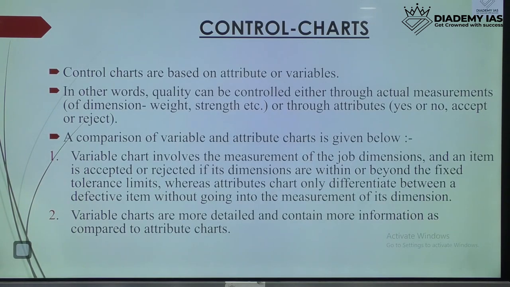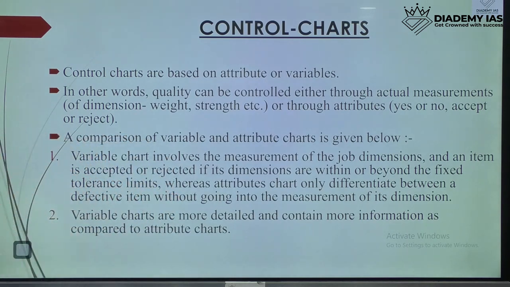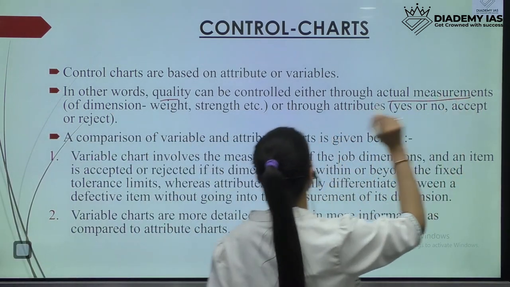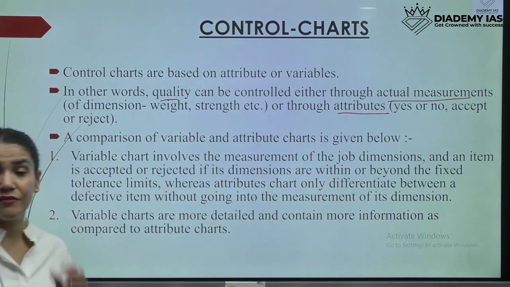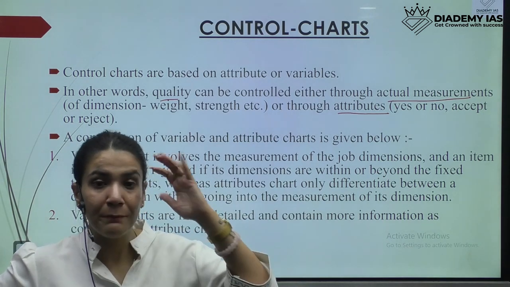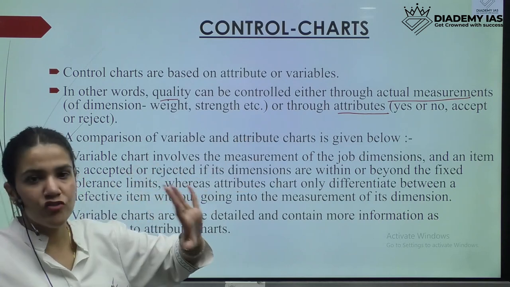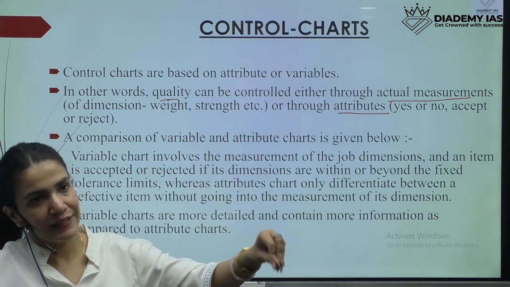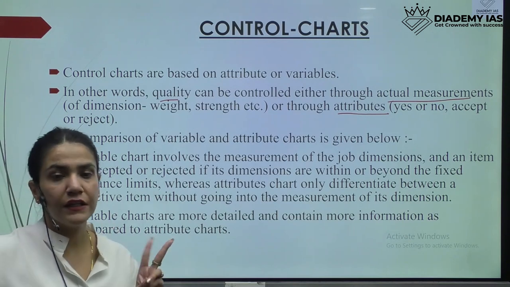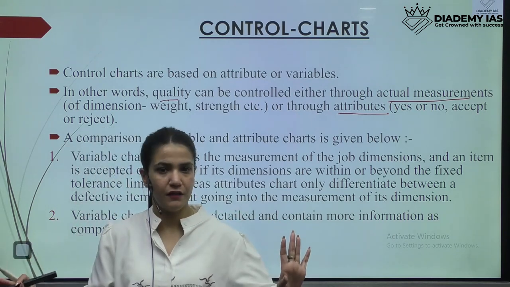Let's go to the understanding of what these attributes or variables are that we just saw in the previous flow diagram. Quality can be controlled either through actual measurement, right, or through the attributes. When I talk about actual measurement, it means to go into the depth. How much the quality control is being maintained can be considered in two categories. One is the actual measurement, where you go into the weight, length, dimension, diameter, everything, right? Or through the attributes, where you are using yes or no, accept or reject. So either you are accepting the product or you're completely discarding it. There is nothing in between.